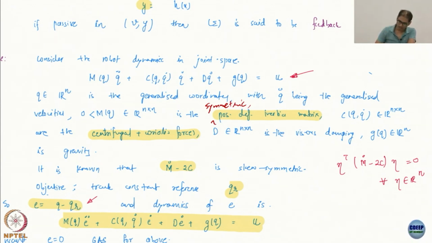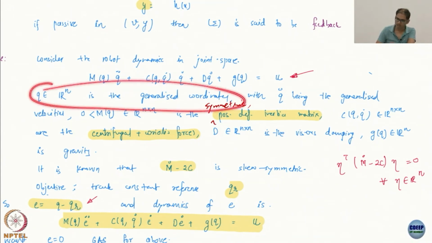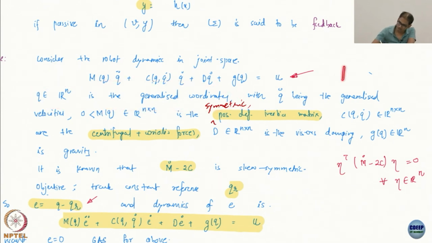q is what is called the generalized coordinates. So if you have a robot, let me see, if you have a robot which has a revolute joint like this, and then here there is no revolute joint, but how do I say?